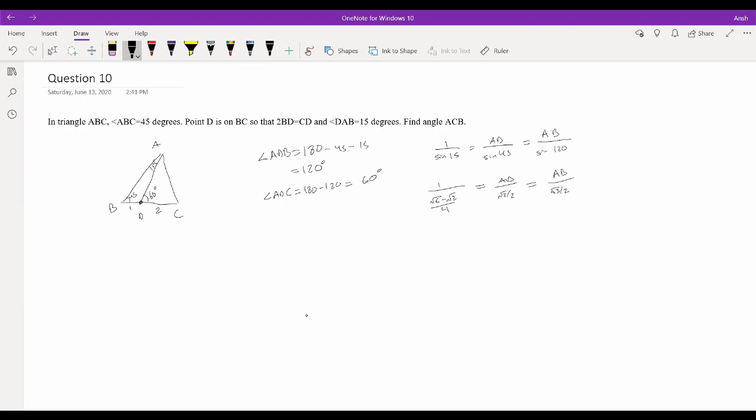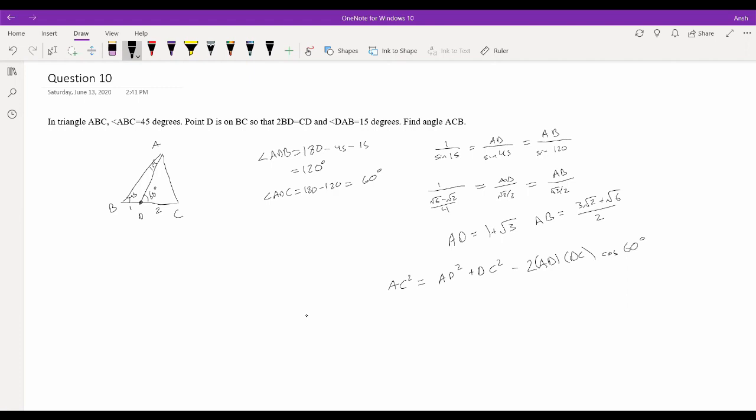So that means we can compute that AD is equal to 1 plus root 3, and that AB is 3 root 2 plus root 6 over 2. So now we know all these sides. We can next apply the law of cosines to the triangle ADC. We get that AC squared is equal to AD squared plus DC squared minus 2 times their product times cosine of 60.